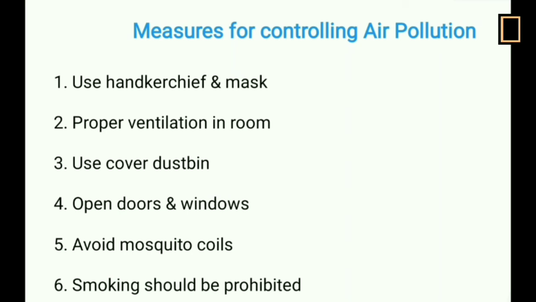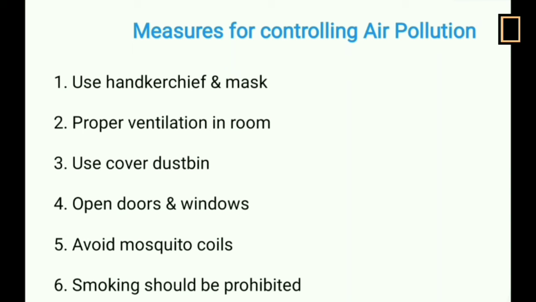Measures for controlling air pollution. We should use a handkerchief or mask to cover our mouth while sneezing and coughing. The room where gas or stoves are lit must be ventilated so that the smoke emitted while cooking can escape. We should always use a covered dustbin. While painting, the windows and doors of the room should be kept open for air to pass freely.